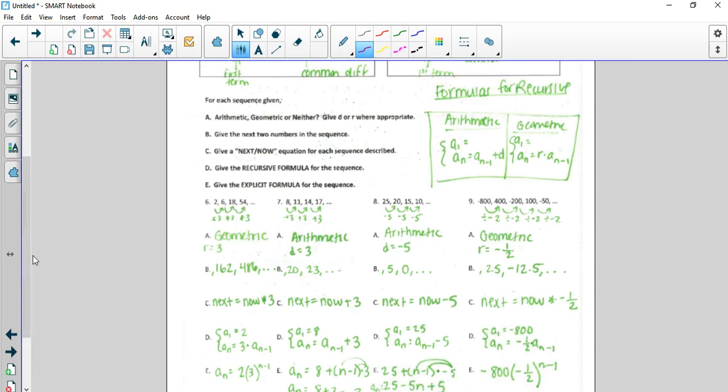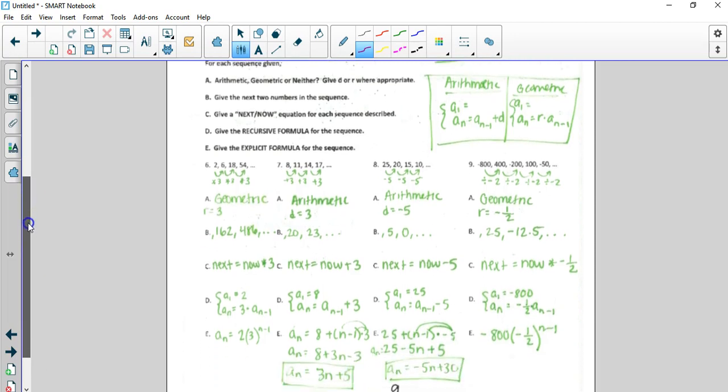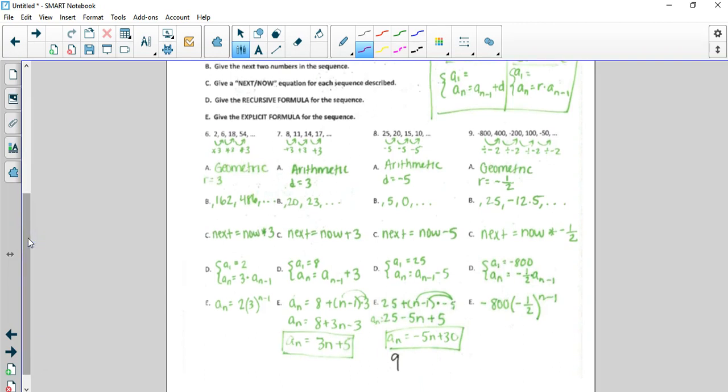Give the next-now equation. Give the recursive formula, and give the explicit formula. So your formulas are up there. Plug into them. And I'm just going to let you read through the answers here on your own.